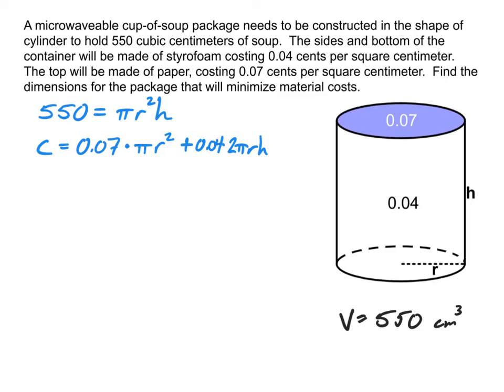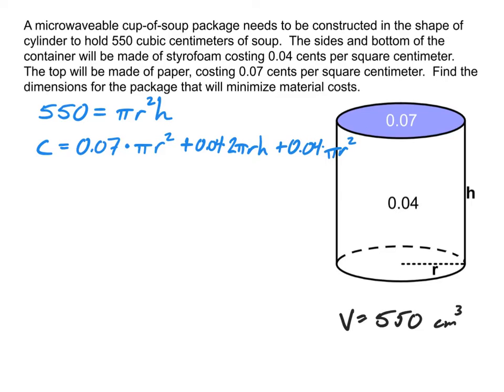And then finally, there is one more piece to our can that we need to allot for our cup of soup at least. And that's that bottom there. For that bottom, notice it's another circle. The only difference between that circle and the one on the top is that on the bottom, it's only 4 cents instead of 7 cents. So it's going to be the same thing we did here, except it's going to be 4 cents. So we're going to go plus the 0.04 times pi r squared.